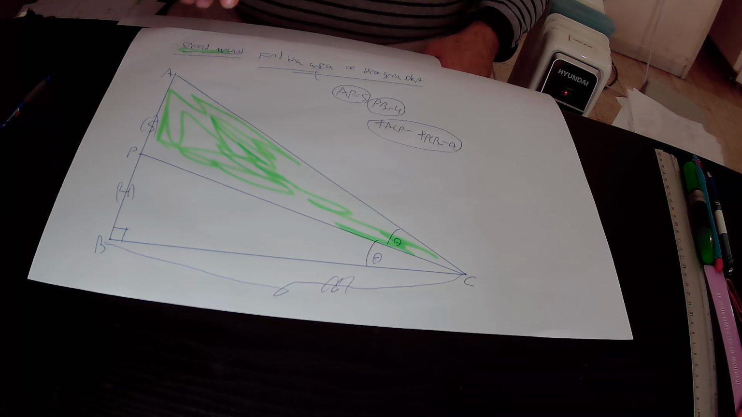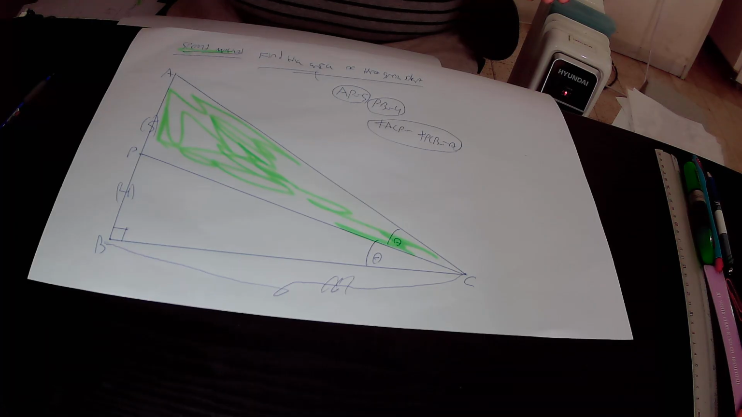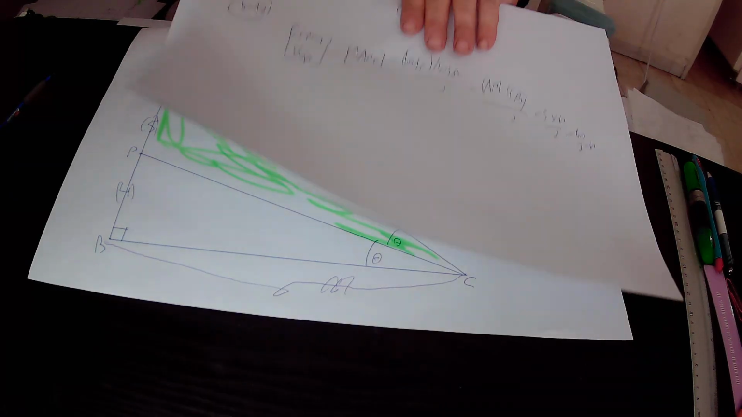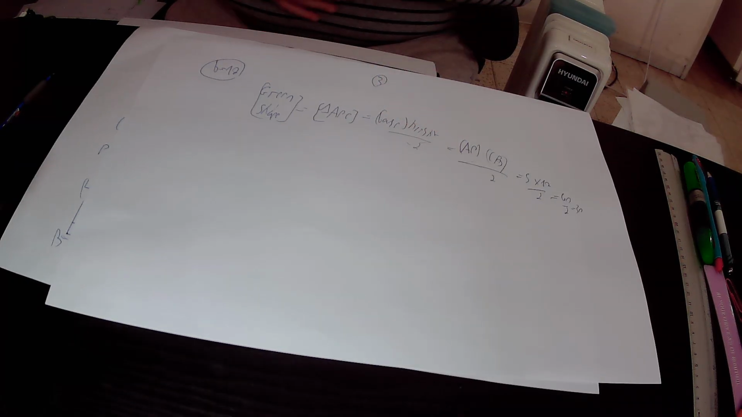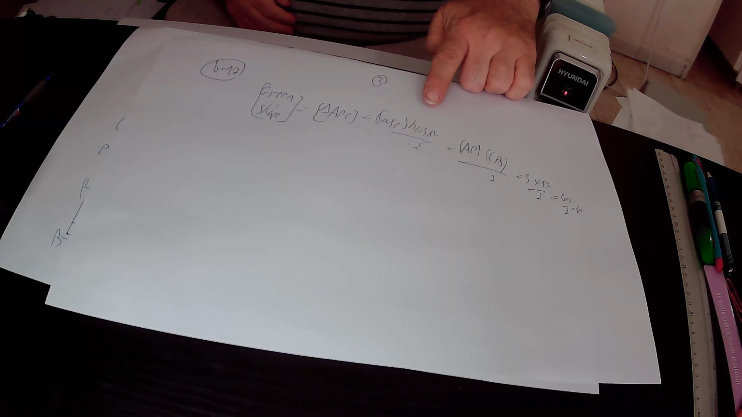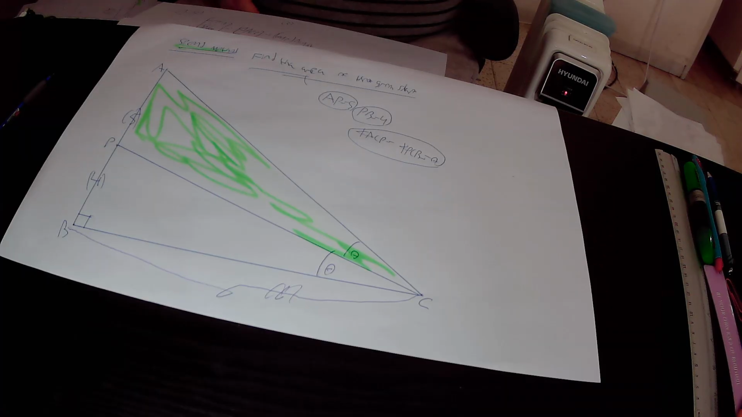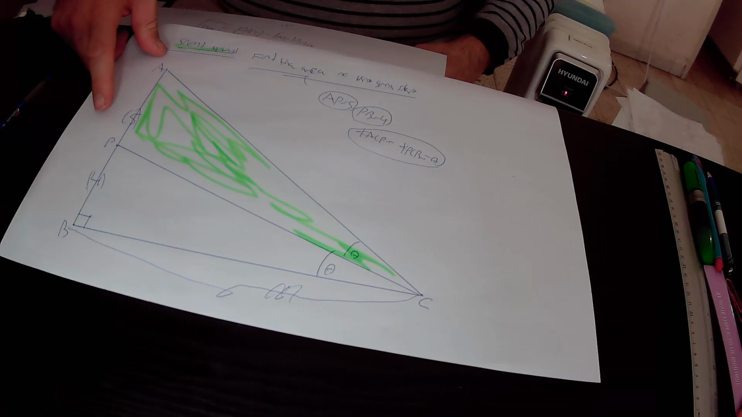Our task is to find the area of this green shape. What is the area of the green shape? The area of the green shape is the area of the green triangle ABC. The area of the triangle equals the base of the triangle times the height over 2. So the area of this green triangle ABC is equal to the base, we choose the base as AP.